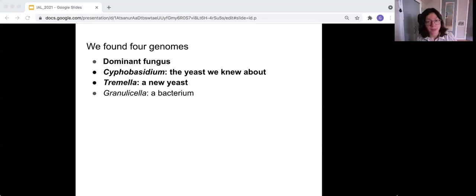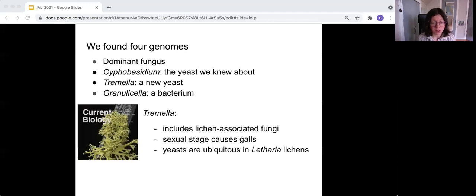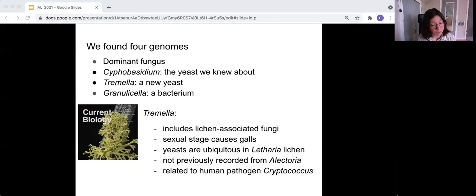One of them, Cyphobasidium, we expected to find because it has been already reported from Alectoria. But then there was another genome that we expected less, and it was Tremella. Tremella is a group of basidiomycete fungi. It includes many lichen-associated species, and until recently, all of them were considered as parasites because on the sexual stage, they produce gall-like deformations. However, it recently became clear that Tremella in its asexual stage is ubiquitous in Letharia lichen. However, neither the sexual stage nor the yeasts were reported from Alectoria sarmentosa, our study system. And finally, I wanted to mention that Tremella is related to the human pathogen Cryptococcus neoformans.